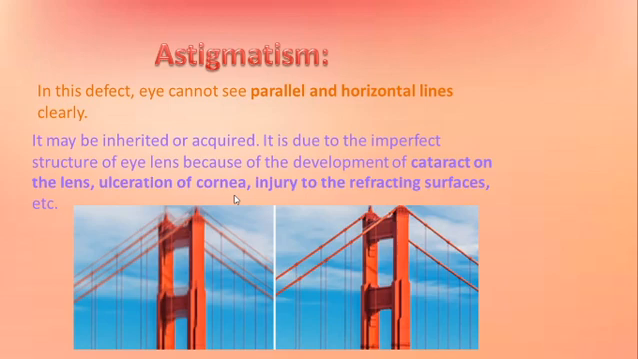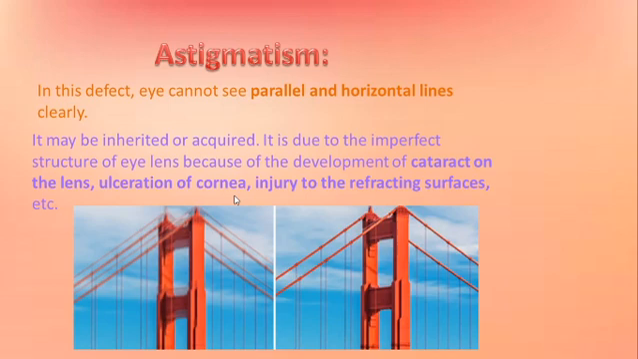Then ulceration of the cornea. Ulceration means the state of being ulcerated. Then injury to the refracting surfaces. These are the reasons. What are the reasons? Ulceration of the cornea, injury to the refracting surfaces, and the development of cataract in the lens.